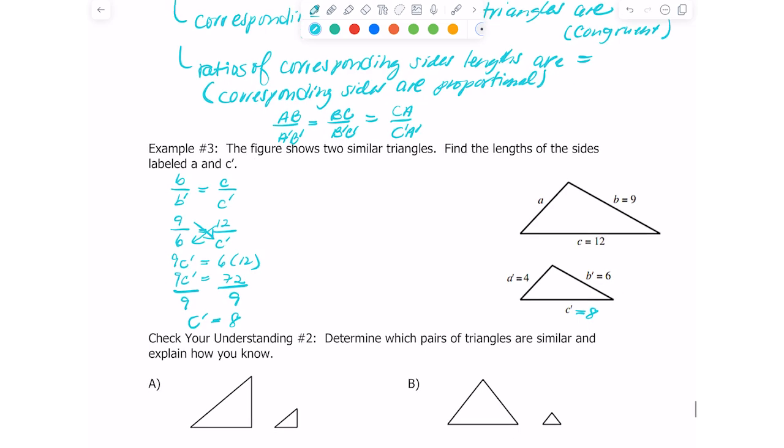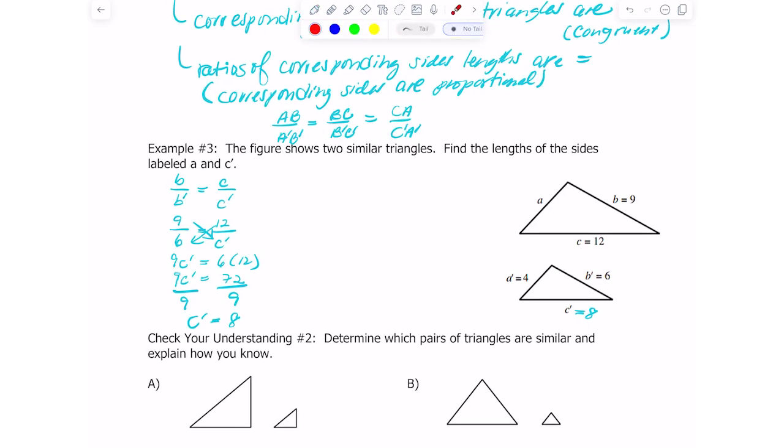Okay, now why is that important? Well, 9/6 reduces to the same fraction that 12/8 does, right? So 9/6 is basically 3 over 2. And if you reduce 12/8, you also get 3 over 2, okay? Or 1.5. So I know that this side is 1.5 times bigger than that side.